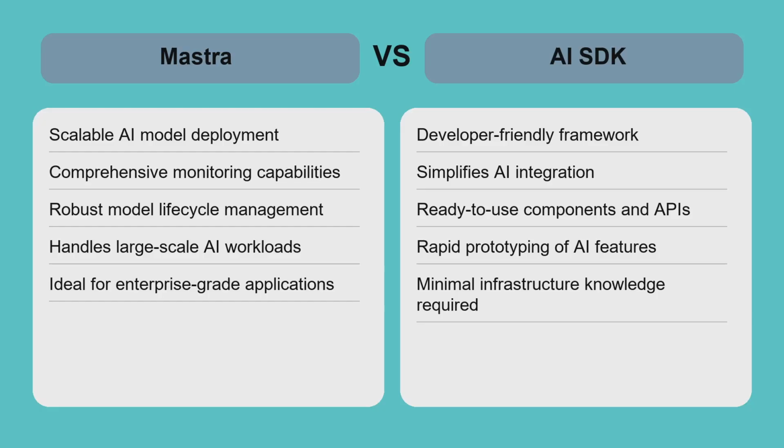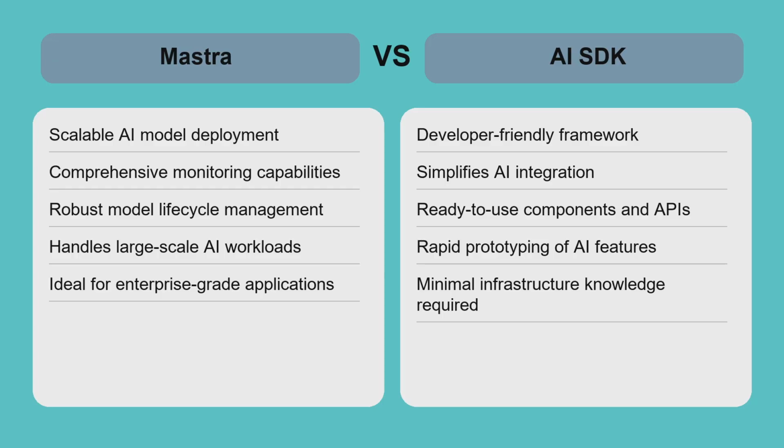Comparing Mastra and AI SDK depends on your project needs. Mastra shines in scenarios requiring robust model management and scalability, such as enterprise AI deployments where monitoring and optimization are critical. It handles complex workflows but demands more setup. AI SDK works better for fast development cycles, enabling developers to integrate AI features quickly without deep infrastructure knowledge.